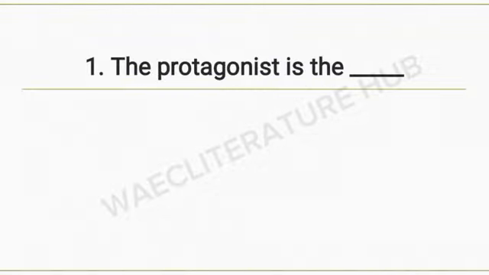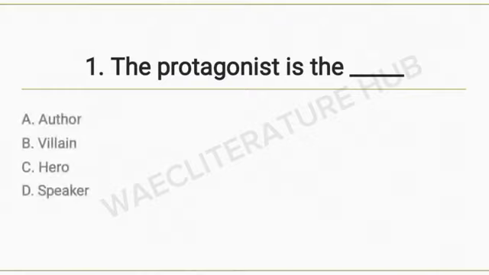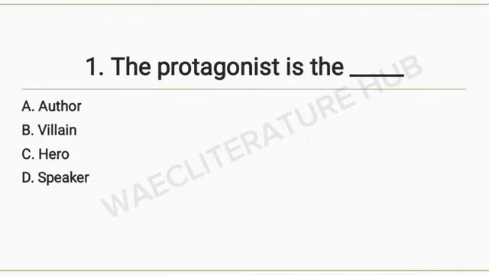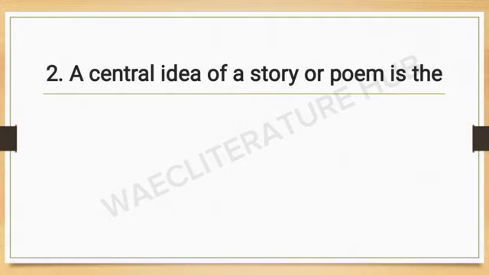Question 1. The protagonist is the author, villain, hero, speaker. And the answer is hero. So that means that another name for protagonist is hero. A central idea of a story or poem is the title, climax, theme, conflict, and the answer is theme.